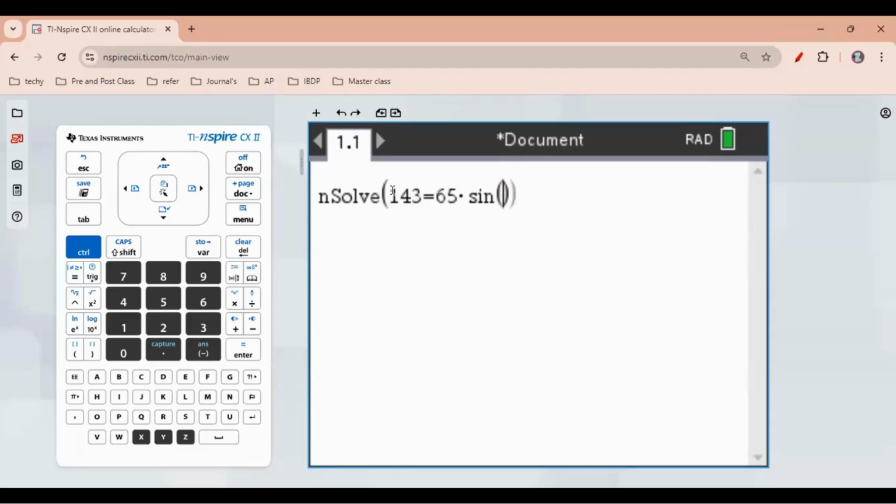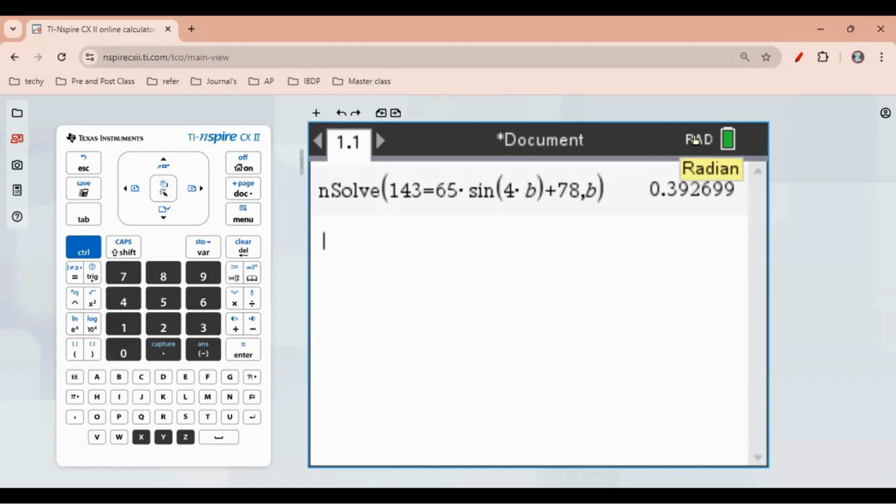They have given BT, right? Sine 4B, 4B, and then plus 78. That's it. And I am solving for B here. Just click enter. We got 0.39269. Okay, what kind of angle is it? It is in radian form. So B is this, or you can convert into degree also. Okay, so this is radian form.